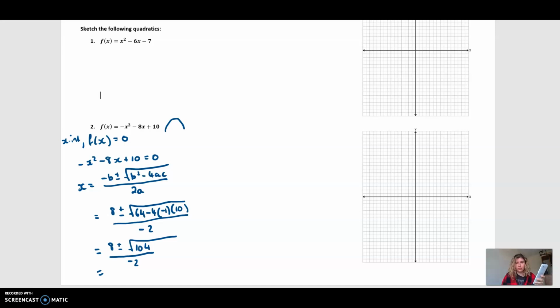Which means that we've got two solutions. The first one, the positive solution, 8 plus the square root of 104 over negative 2, is around about 9 as a whole number. It's not exactly a whole number, it's actually 9.0990195, etc. Okay, so it's not perfect, but we're going to put it in as around about, it's pretty close to 9. So we're going to have 9, and then we're going to have 8 minus the square root of 104 over negative 2.